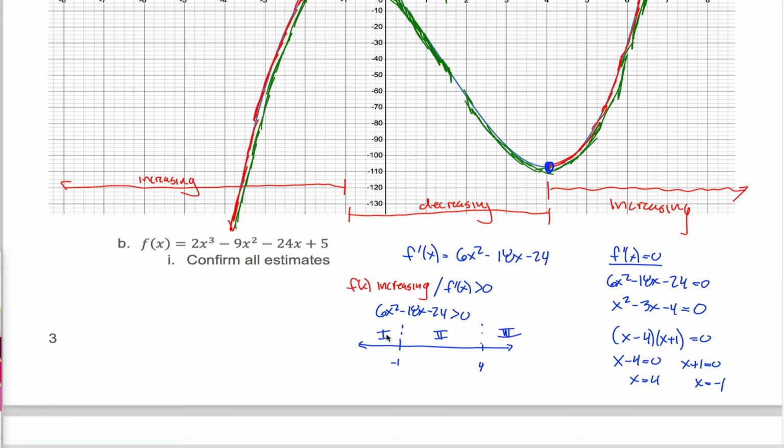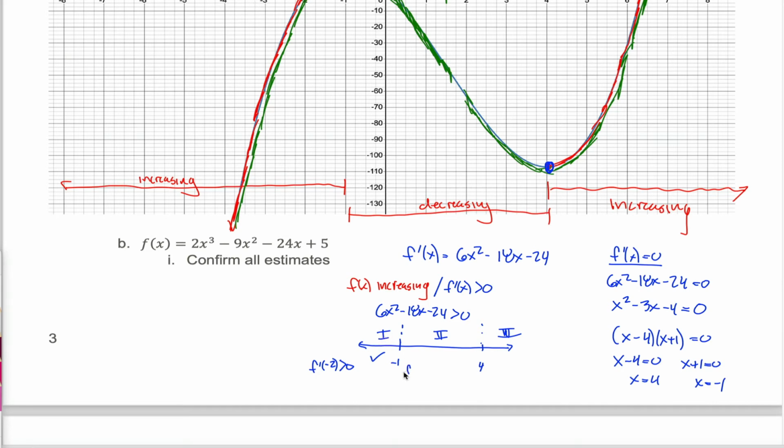I'm going to take any number I want from region 1, and I'm going to plug it into f prime of x. So I don't know, f prime of negative 2 maybe. If I take negative 2 and put it into this machine right here, negative 2 squared is 4, and 4 times 6 is 24, and negative 2 times negative 18 is 36. So I get 24 plus 36, which is like 60 or something, and subtract 24, and I don't really even care what the value is, because all I care is that that's going to end up being greater than 0. F prime of negative 2 is greater than 0. What that means is negative 2 is in my solution set, and what that means is all of the numbers in region 1 are in my solution set.